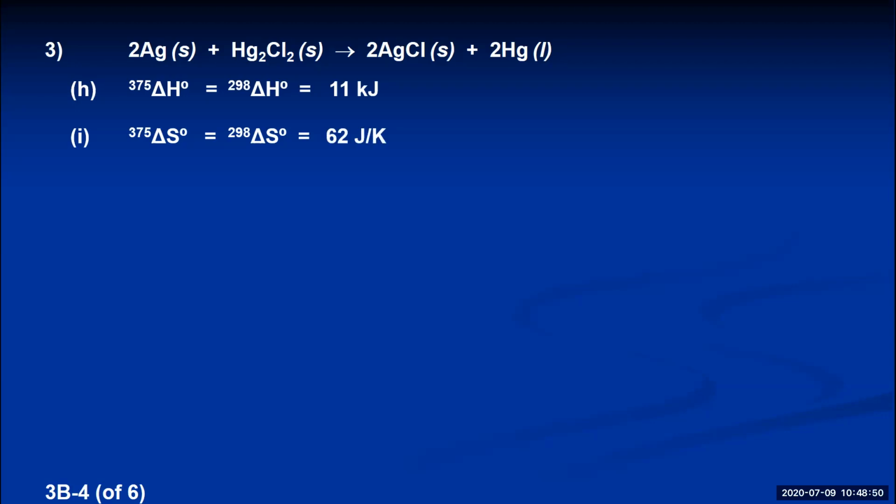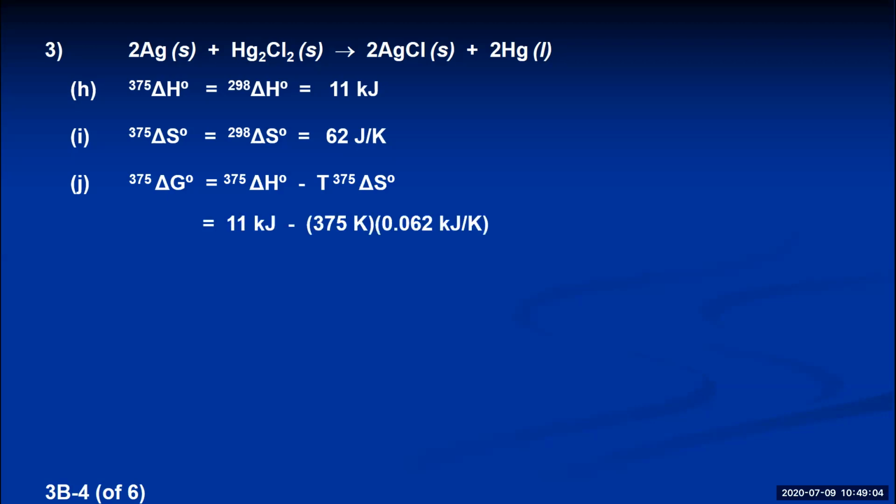What is the delta G naught for the reaction at 375? This is the one that is temperature dependent. And so therefore, if you want the delta G naught value at 375, you have to calculate it from delta H minus T delta S. So using our two values, 11 kilojoules minus 375 Kelvin multiplied by 0.062 kilojoules per Kelvin, I calculate a delta G naught value of negative 12 at 375 Kelvin.